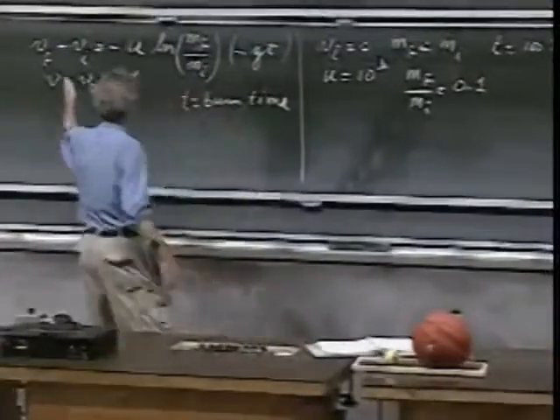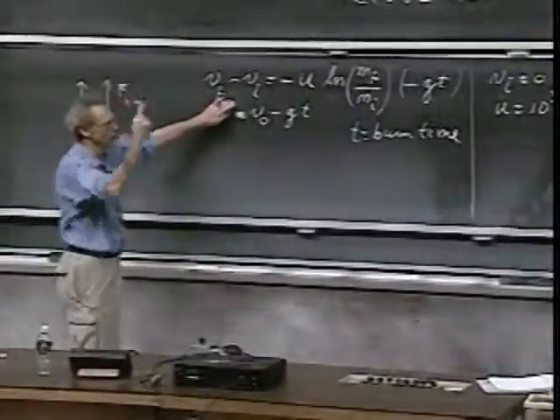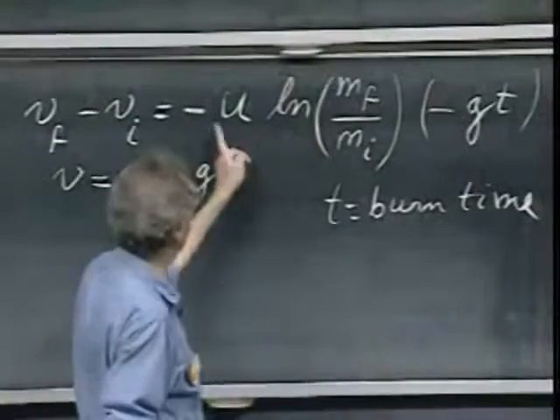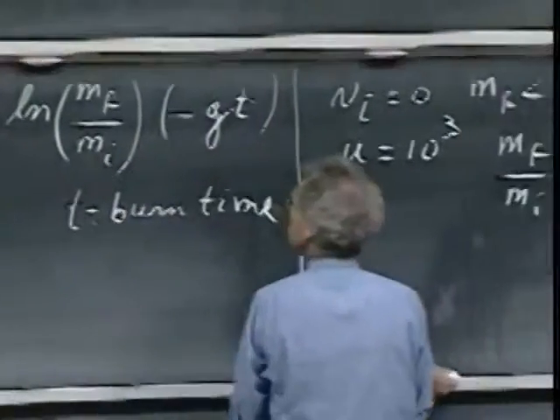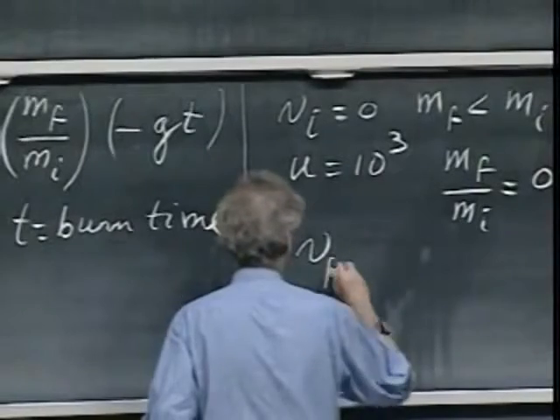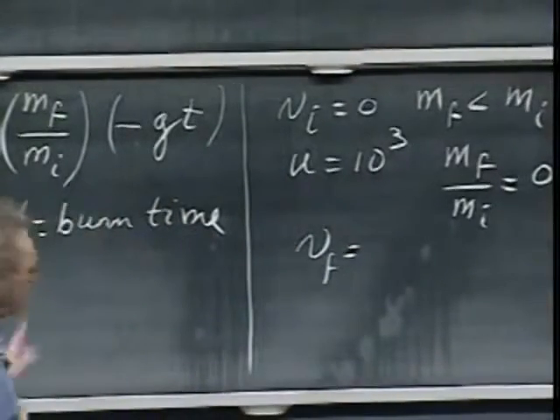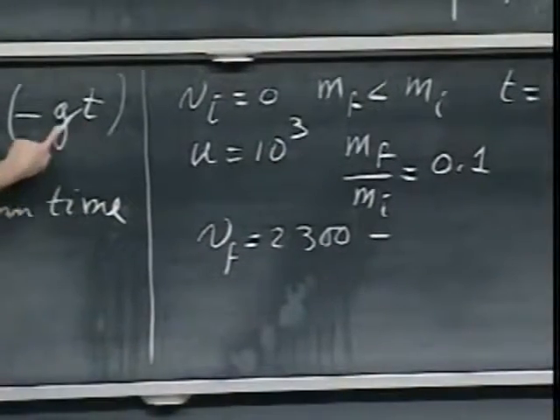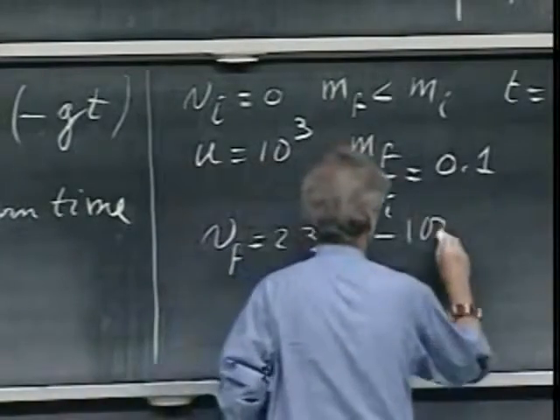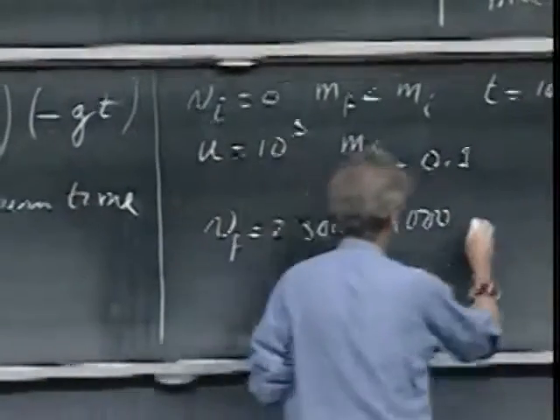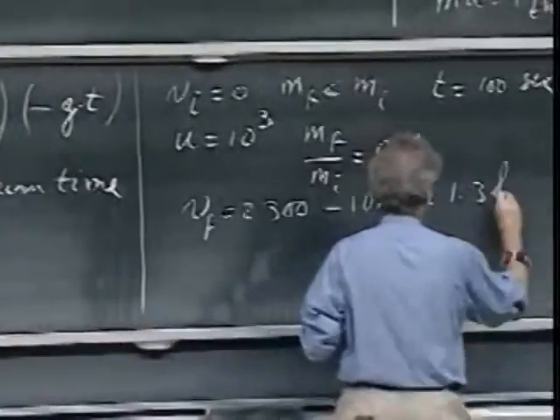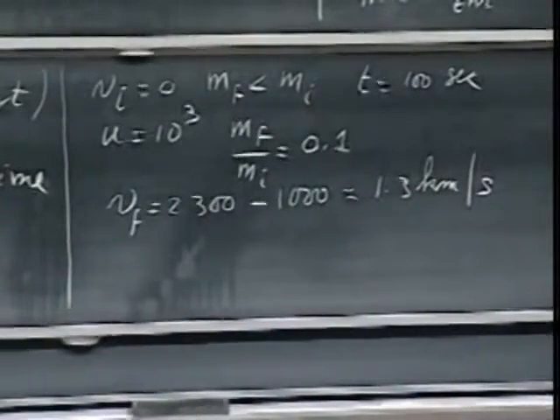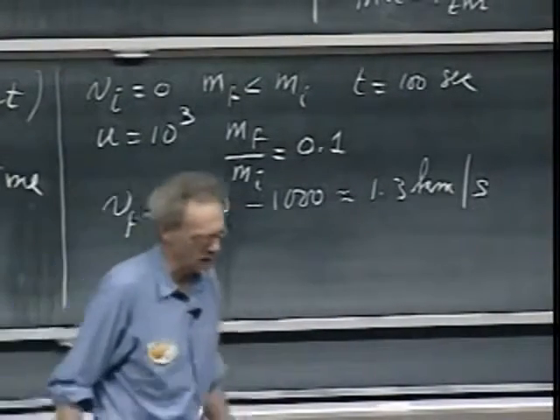So now we can calculate, if this was a launch from Earth, a vertical launch up, how large this term is. Take the logarithm of this value, multiply it by minus u, and then we find that the final velocity, the first term, is 2300, and the second term, 100 seconds times 10, is minus 1000. So you pay a price for the gravitational field, and you have about 1.3 kilometers per second as the final speed of that rocket. These are meters per second, and that is in kilometers per second.